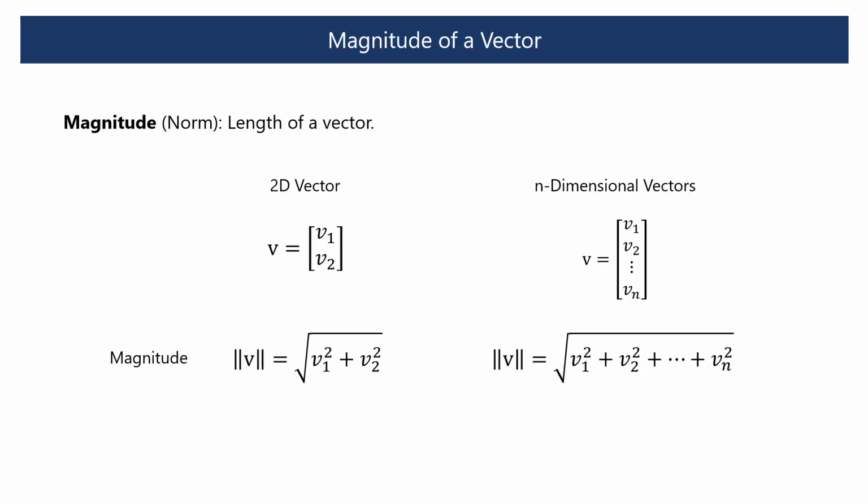The magnitude of a vector represents how long the vector is. Magnitude is also called norm. For a two-dimensional vector, the magnitude can be computed using the Pythagorean theorem. For an n-dimensional vector, the magnitude is computed in this way. The magnitude gives us a sense of how far the vector extends from the origin in space.